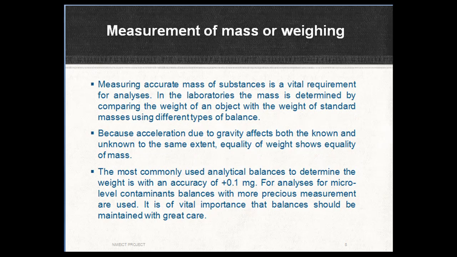How to measure the mass or weighing? Measuring the accurate mass of a substance is a vital requirement for analysis. In the laboratory, the mass is determined by comparing the weight of an object with the weight of standard masses using different types of balance, because acceleration due to gravity affects both the known and unknown to the same extent. Equality of the weight shows equality of mass. The most commonly used analytical balance determines weight within an accuracy of 0.1 mg.